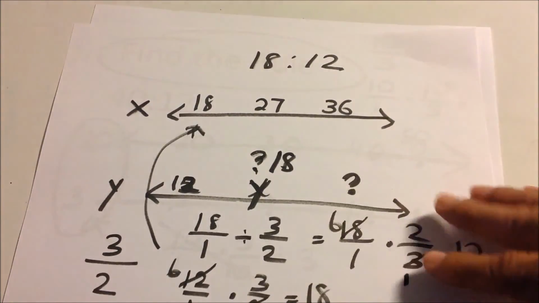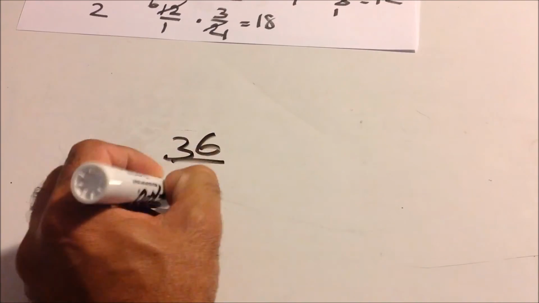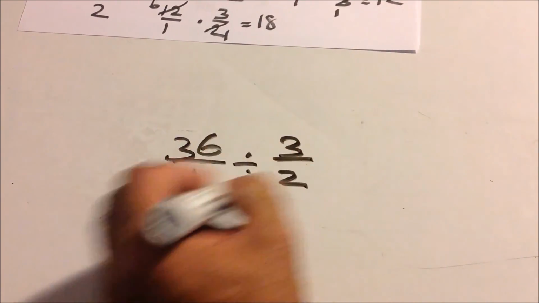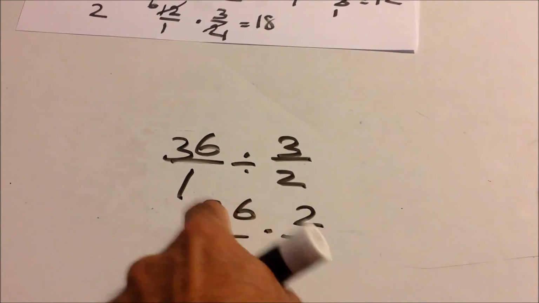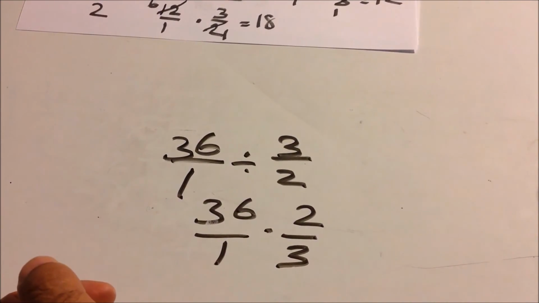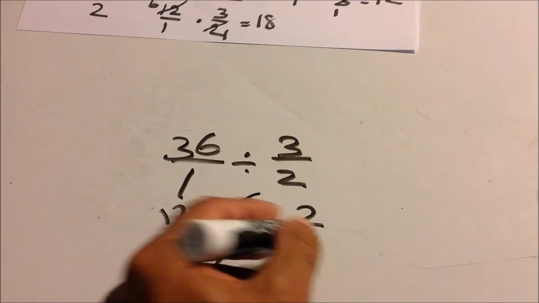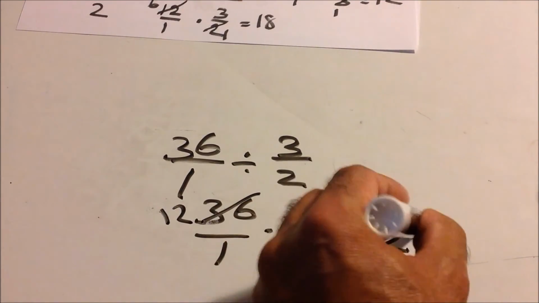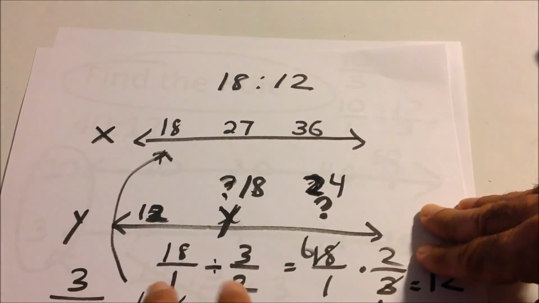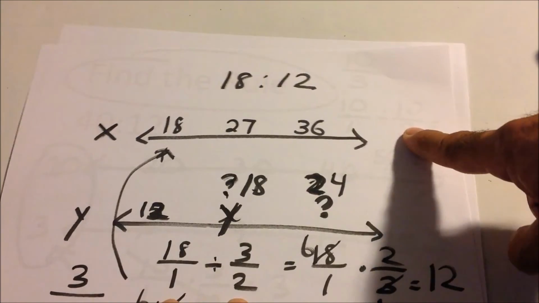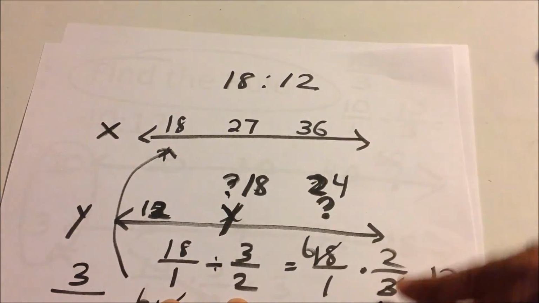What about 36? Same way, 36 over 1 divided by 3 over 2 is 36 over 1 times 2/3. 3 goes into 36, how many times? 12 times. 3 goes into 3 once, and you get 24. So if we had 36, it'll be 24. So no matter what number I give you, if you know the rule, you can get what x or y is.